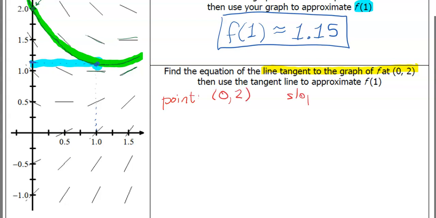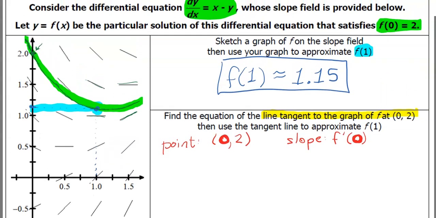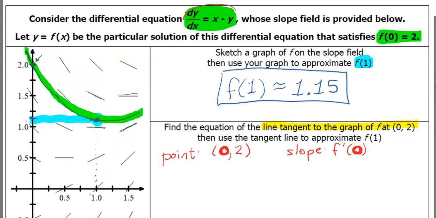And then the slope, we know that that's a derivative. It's f prime at that x-coordinate. If the x is 0, I need f prime of 0. And so what we need is a way of finding that slope. Well, that, again, is precisely what the differential equation does for us. So at the point (0, 2), the slope of the tangent line, dy/dx, is going to be the x-coordinate minus the y-coordinate, because that's what they told me up top.